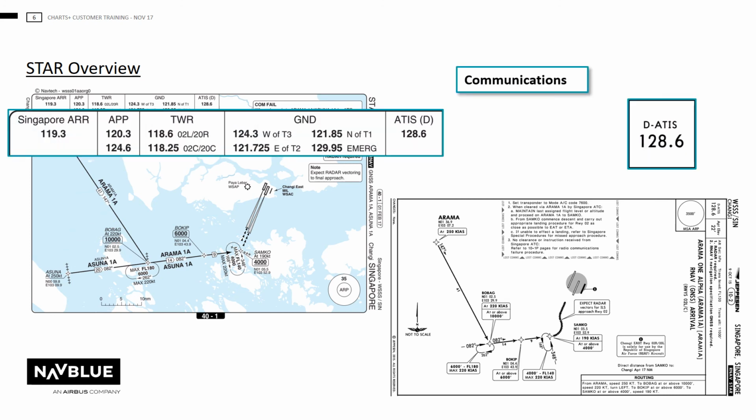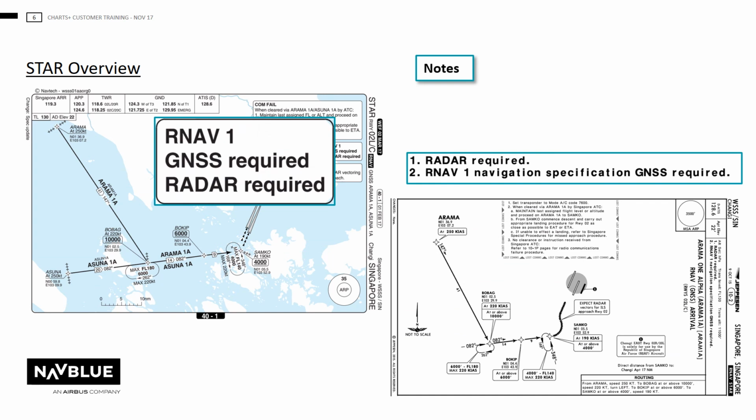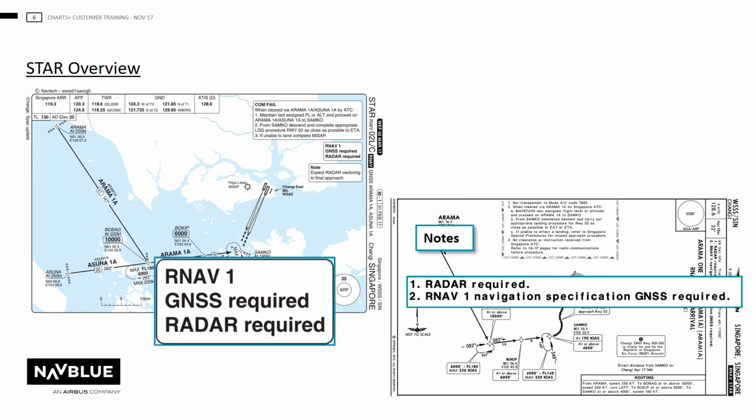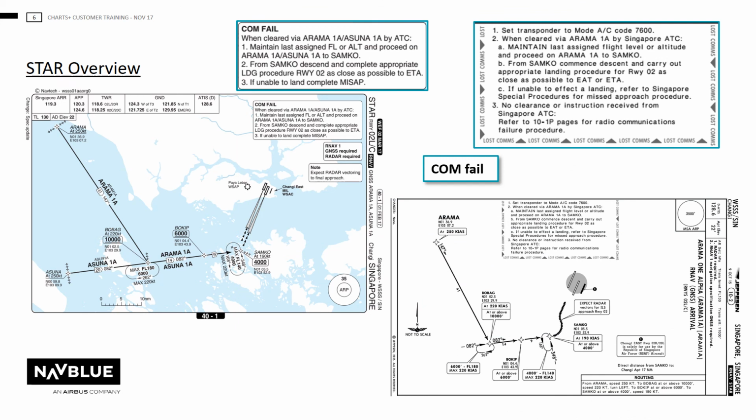NavBlue will show communications in order on all charts. Data link on the ATIS will be published with the D behind rather than in front. Notes usually in the top right of the chart if space permits. The communications failure published on the chart, as in this example, is relevant for this procedure only.